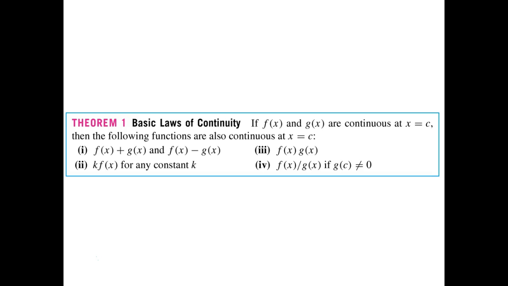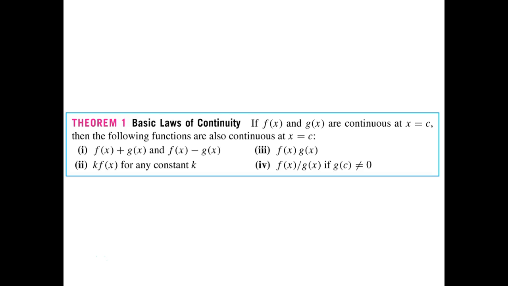So if f of x and g of x are both continuous at x equals c, then the sum of the two functions is continuous there. The difference of the two functions is continuous there. k times a function is continuous there. The product is continuous there. And the quotient is continuous there as long as that denominator is not equal to 0. So g of c is not equal to 0.